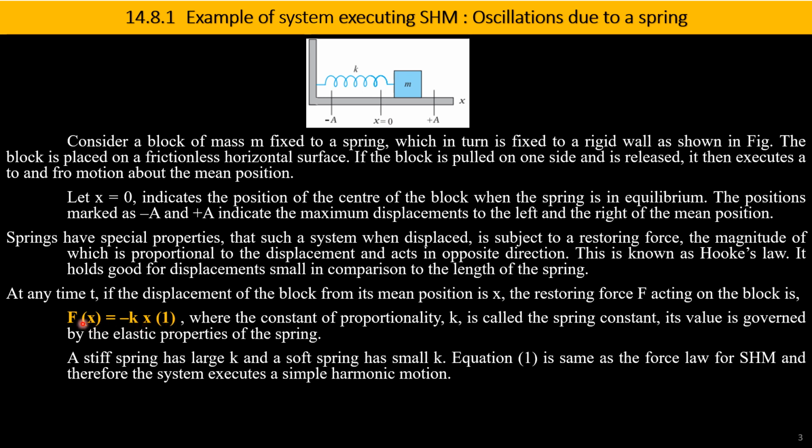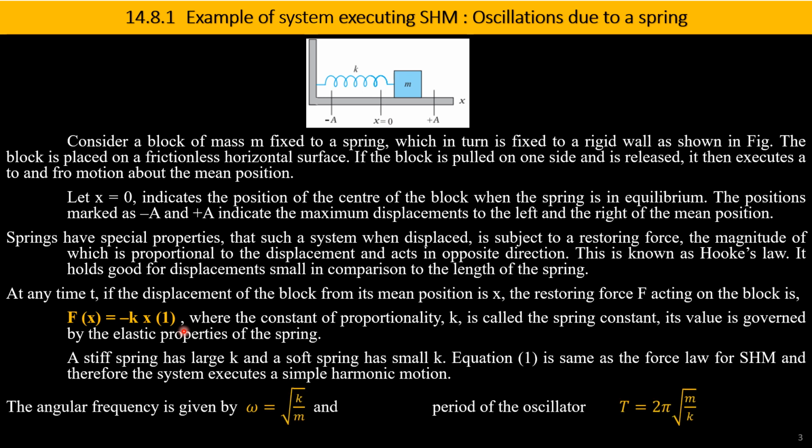In this equation, F is a force and k is the constant of proportionality called the spring constant, whose value depends on the properties of the spring. The spring can be tough or soft also. So the value of k depends on the elastic properties of the spring. x is of course the displacement. A stiff spring has a large value of k and a soft spring has a small value of k.